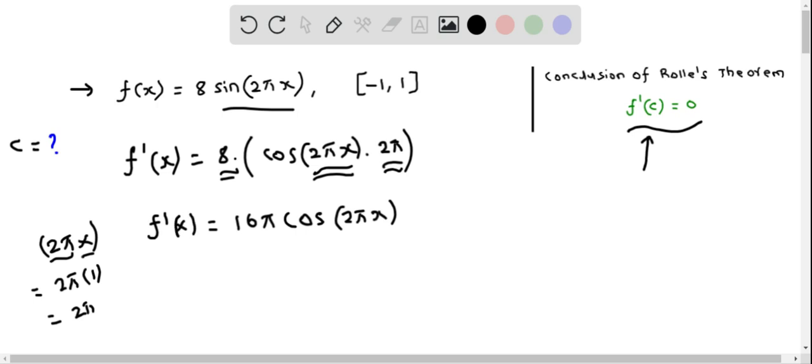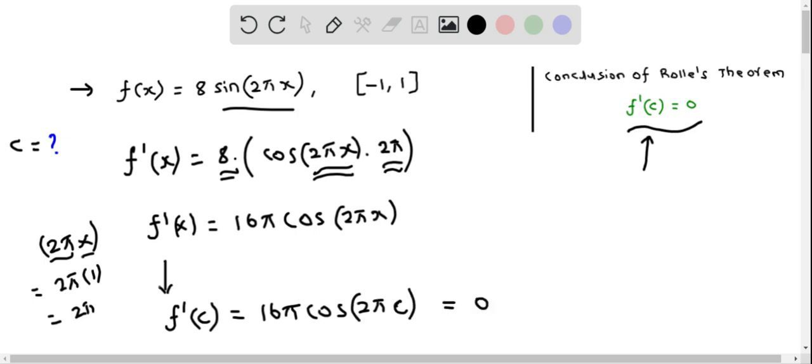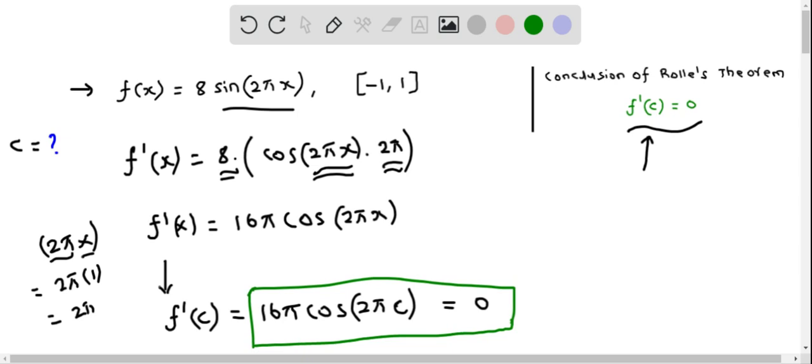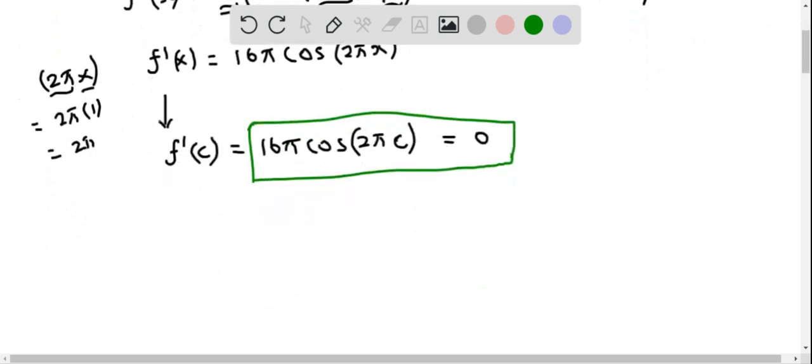Now let's find f prime of c. We have to replace x by c. Therefore, f prime of c equals 16 pi cosine of 2 pi c, and we have to set this equal to 0. So I'm going to equate this to 0. Now let's consider this as the equation we can use to solve for c.